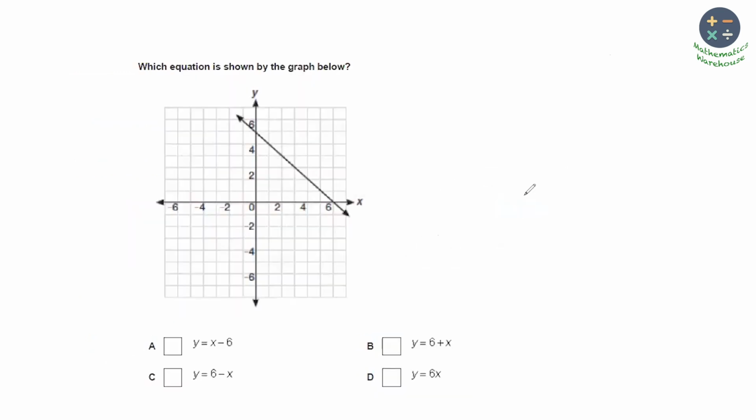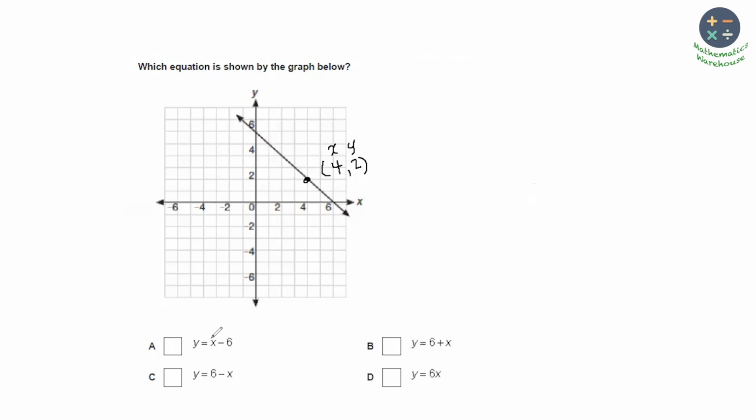Second question, which equation is shown? Okay, take any point on this graph. For example, this point. This point's coordinates are 4 and 2. So you have x equals 4 and y equals 2. Now substitute in each given equation.